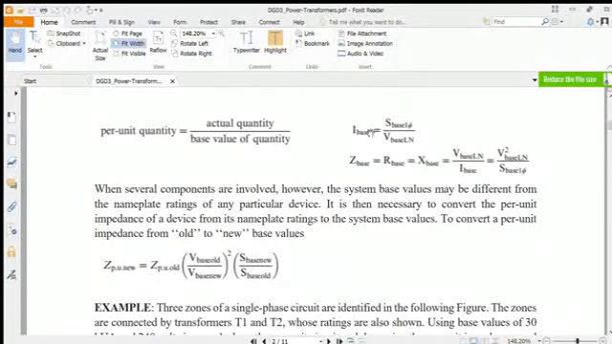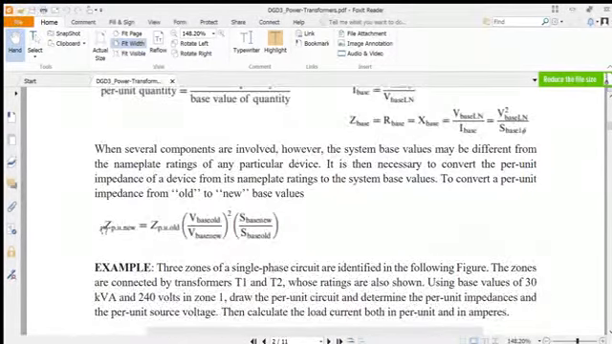This equation is applicable for one element. Whenever several elements are involved, like more than one transformer or a machine such as a generator or motor, in a circuit, whether single phase or three phase, then we have to use a different formula. Here it can be expressed as shown.